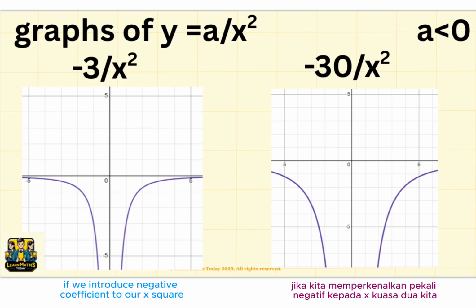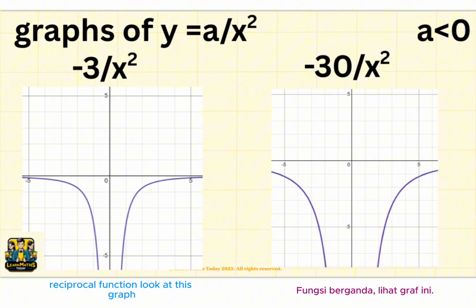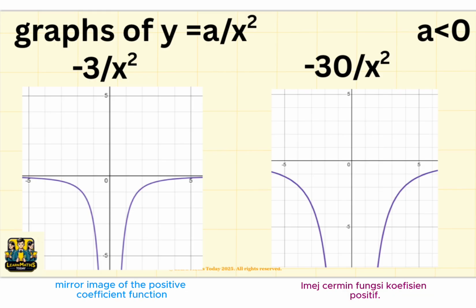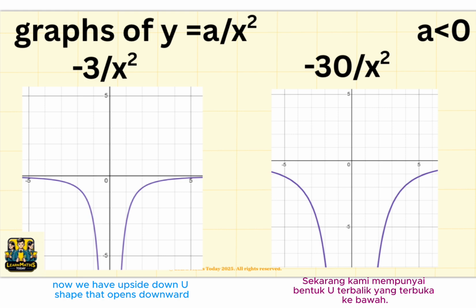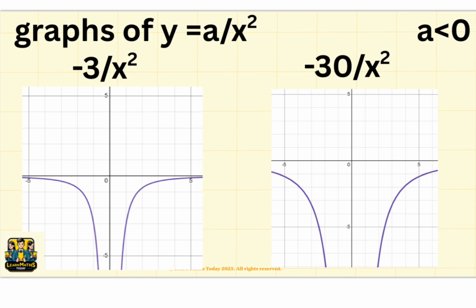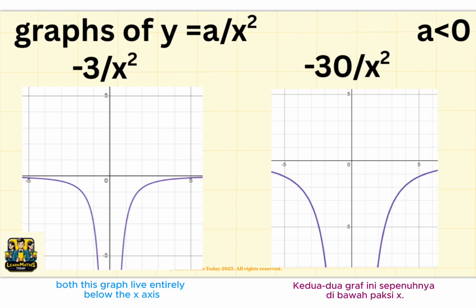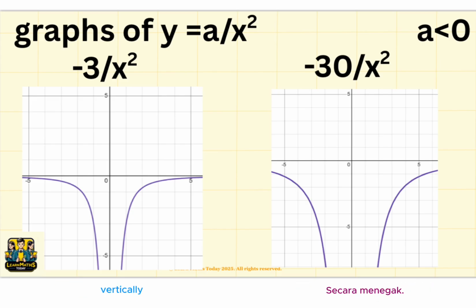And what happens if we introduce a negative coefficient to our x squared reciprocal function? Look at this graph. They are complete mirror images of the positive coefficient function. Instead of a U-shaped curve opening upwards, now we have an upside down U-shape that opens downward. Both of these graphs live entirely below the x-axis. The negative coefficient has flipped everything vertically.